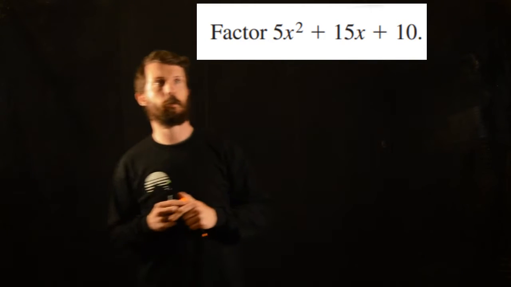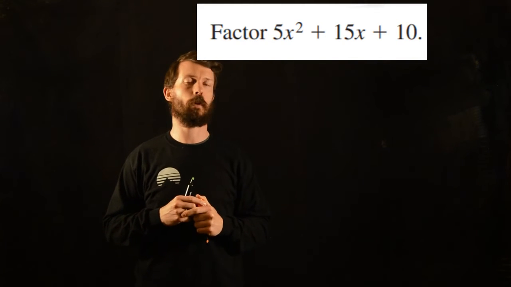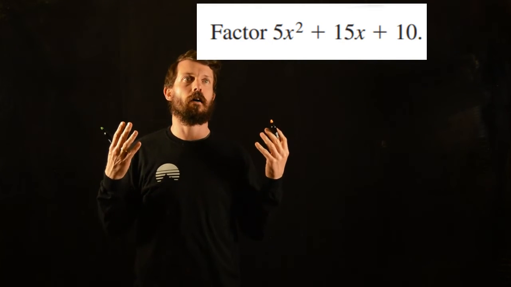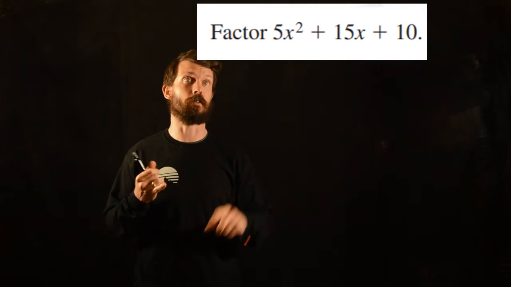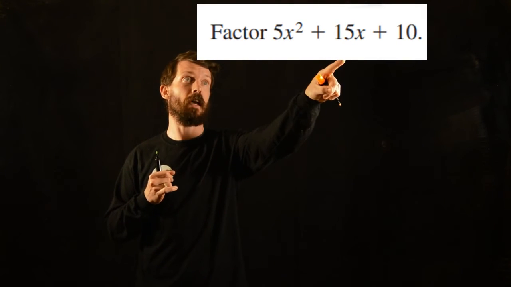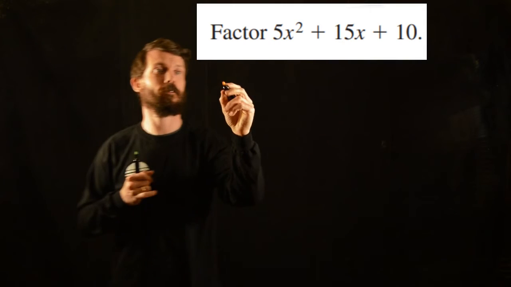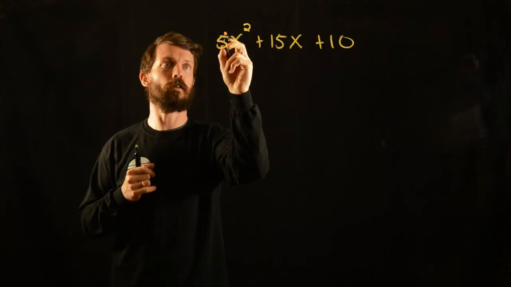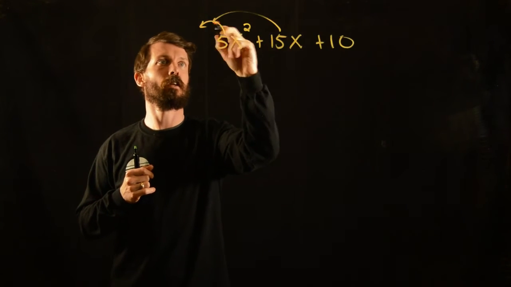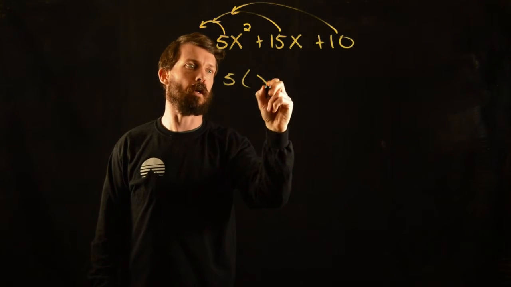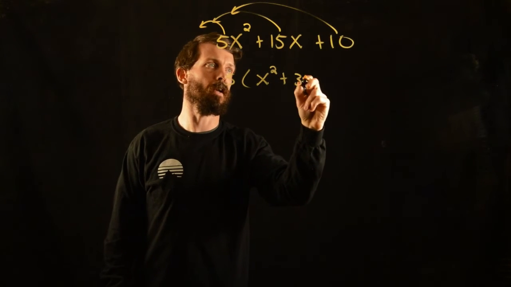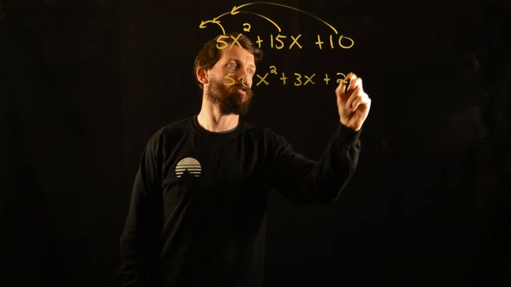All right, here's another example. We have 5x squared plus 15x plus 10. Remember, the first step is always to see if you can factor out a GCF. So I'm going to look at 5x squared, 15x, and 10. I know I could take a 5 out of all of those. So I'm going to do reverse distribution of each and every one of these. That's going to give me a 5 on the outside, and this would become x squared plus 3x plus 2.